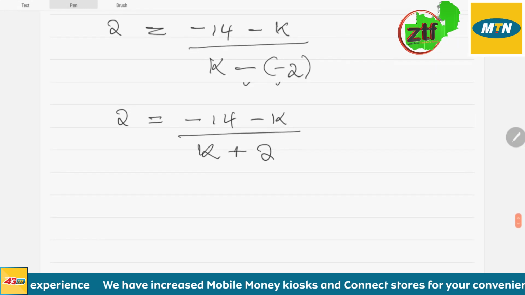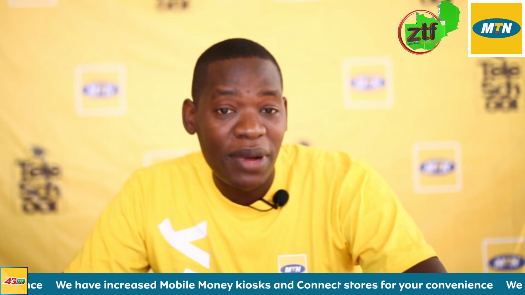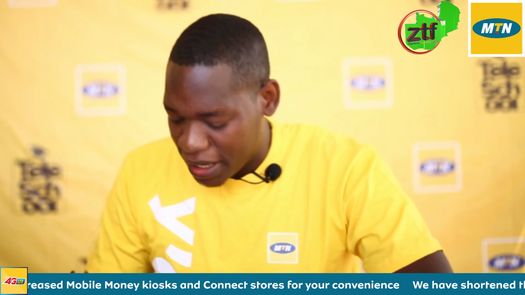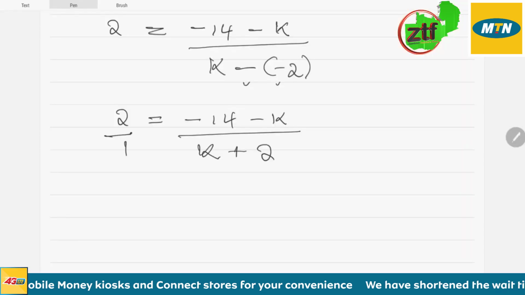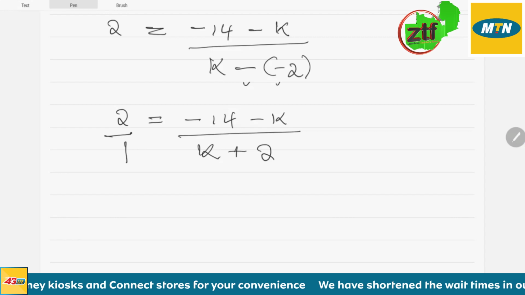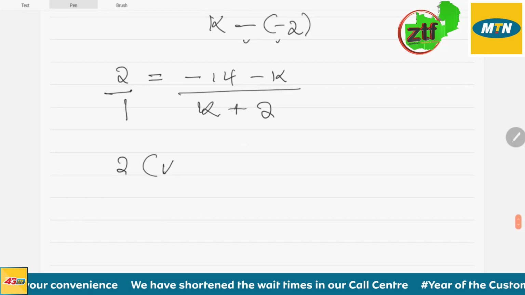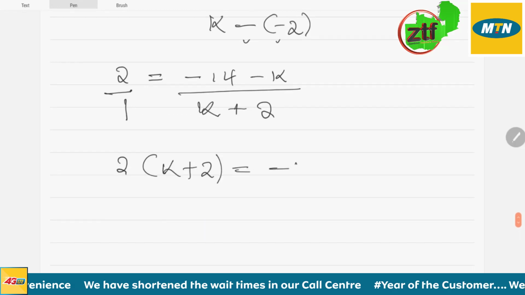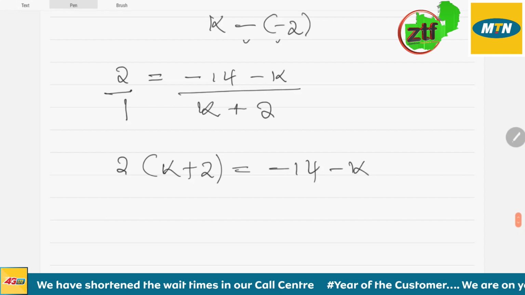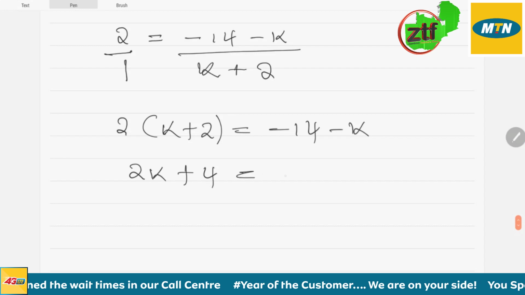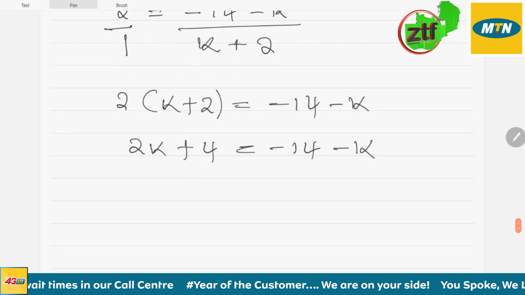Then we understand that all integers are rational numbers. So I'm going to write the 2 on the left hand side of the equation as a rational number. So 2 as a rational number will be written as 2 over 1. Since we have fractions on both sides of the equation, we can simply cross multiply. This will give us 2 multiplied by k plus 2 equal to negative 14 minus k. So I will expand the left side. I will have 2k plus 4 is equal to negative 14 minus k.